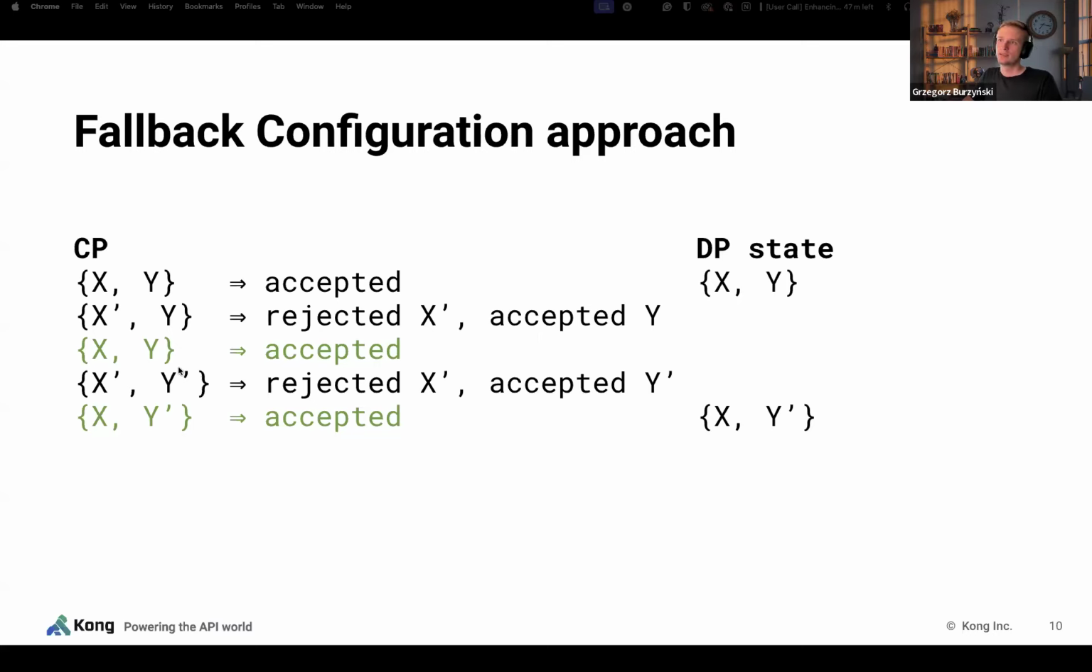Next, we attempt to modify Y prime, and we again get the response telling us that the X prime was rejected, but Y prime was fine and it was accepted. Of course, it doesn't change the state on the DP side, but we can leverage that information on the CP side. That makes us generate the fallback configuration, which consists of X, which was the last valid state of the object X, and Y prime, and it gets accepted, leading to the final state on the DP side, X Y prime, which we were expecting. So did Alice.